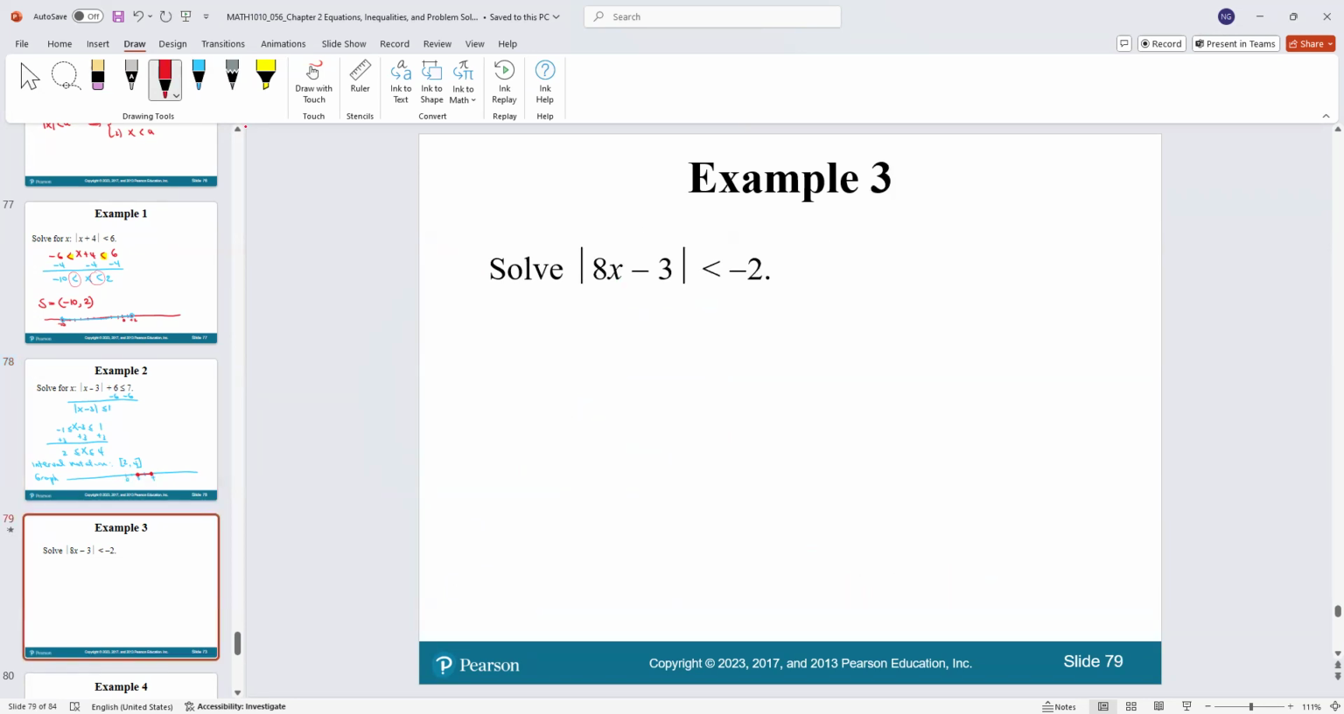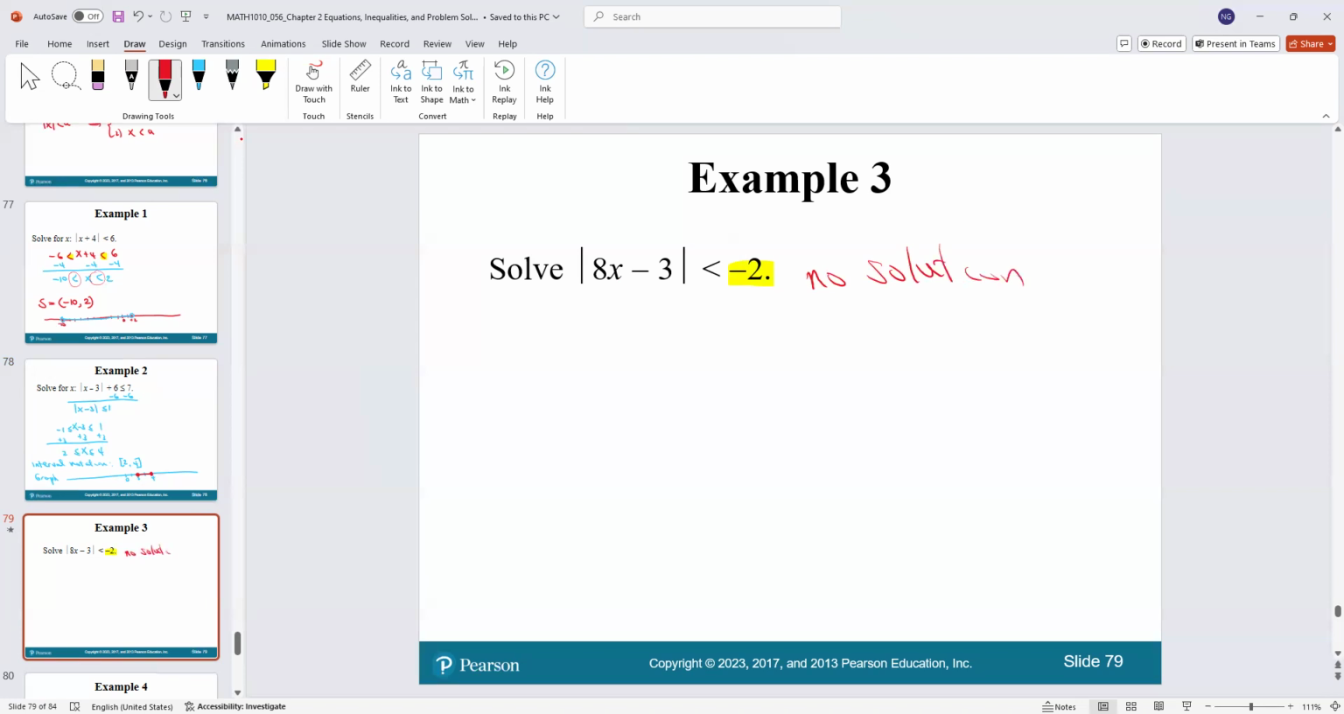Now, let's see another one where they ask you to solve the absolute value of 8x minus 3 less than -2. See, you cannot have an absolute value less than a negative number. Well, that would never happen. An absolute value cannot be less than a negative number. Since it cannot be negative, we don't need to try anything. We just say no solutions.